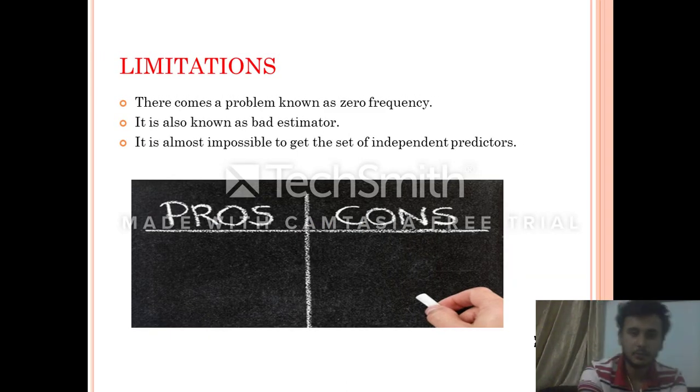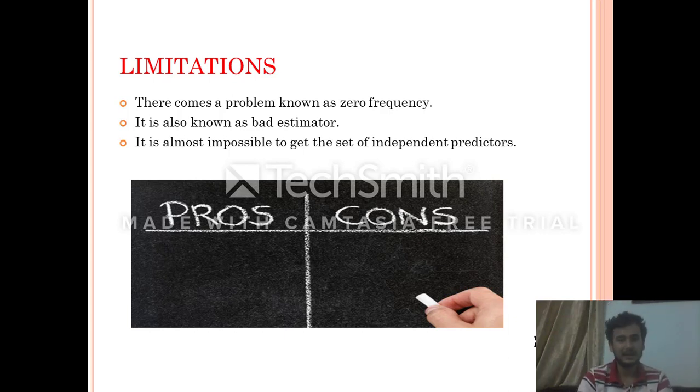As everything has its pros and cons, the Naive Bayes algorithm not only has applications but also has limitations. There is a problem known as zero frequency. What is zero frequency? Suppose in categorical data sets we have a value which was not observed, and the probability that the Naive Bayes algorithm calculates comes out to be 0. So we cannot make any estimation or assumptions if this problem persists, and it is also known as a bad estimator.